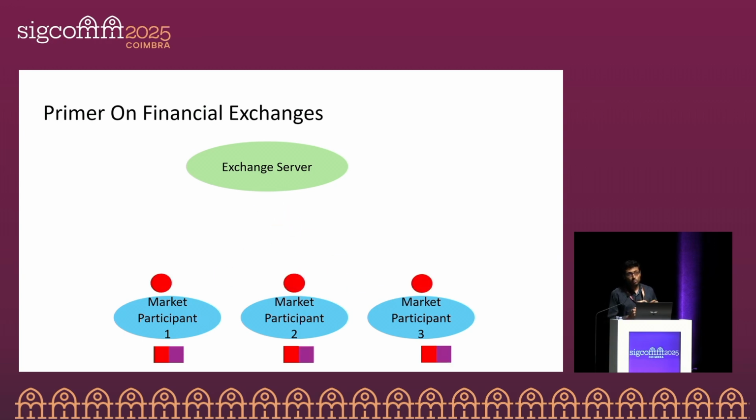Participants may use this market data from the exchange or other sources to then place orders to buy or sell. Those will in turn get communicated to the exchange server, which matches bids for various commodities with how much was asked for those commodities. So that's what a financial exchange does.